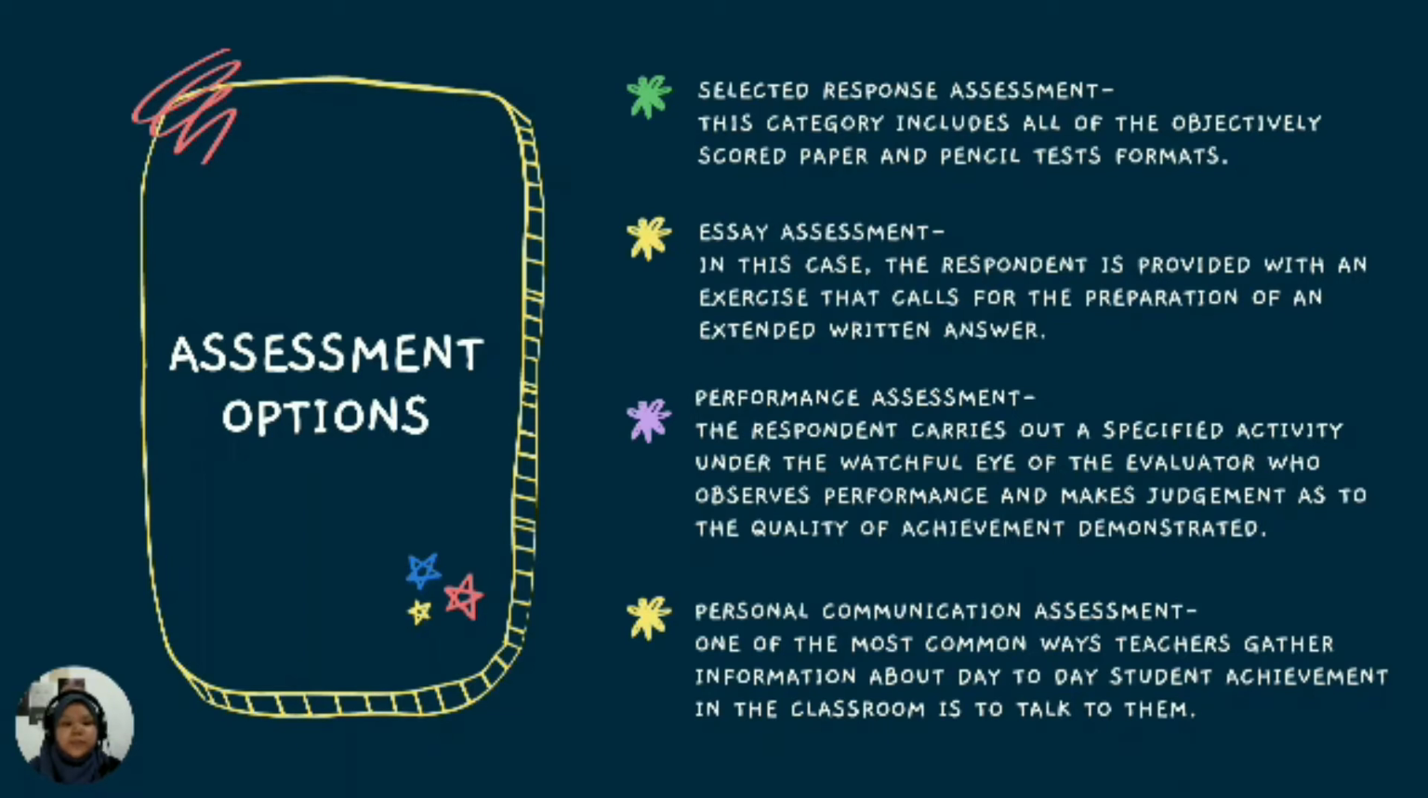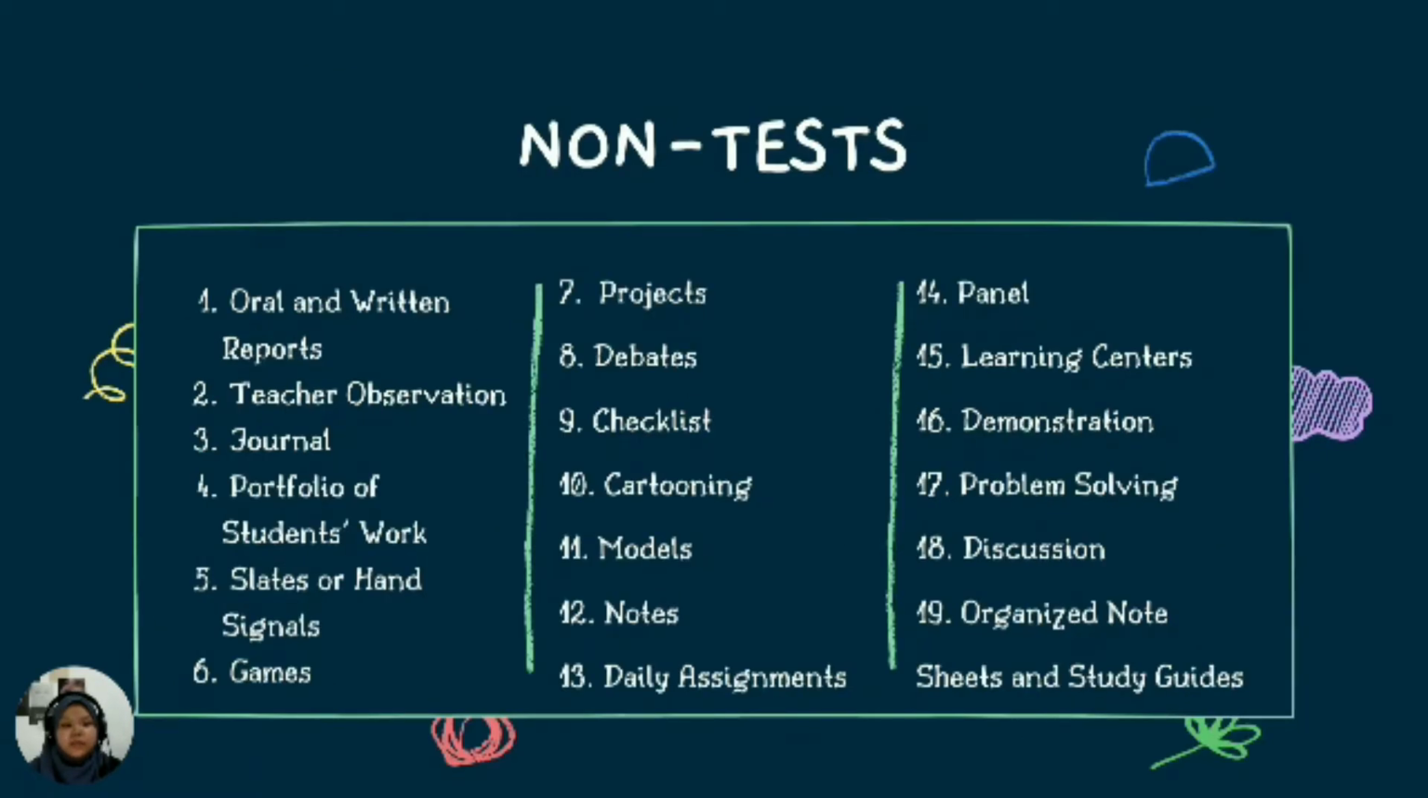them. Next is non-test. There are 19 of them, where the first one is oral and written reports. Second one is teacher observation. Third, journal. Fourth, portfolio of students' work. Fifth, slates or hand signals. Sixth is games. Seventh, projects. Eighth, debates, followed by checklists, cartooning, models, notes, daily assessment, daily assignment, panel, learning centers, demonstration, problem solving, discussion, and the last one is organized note sheets and study guides.